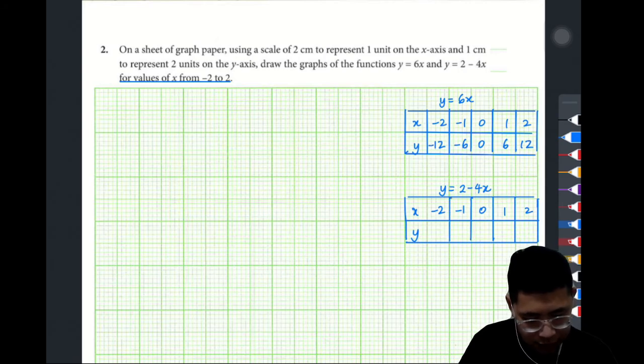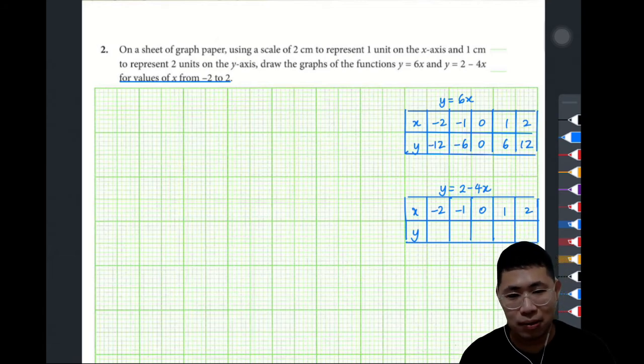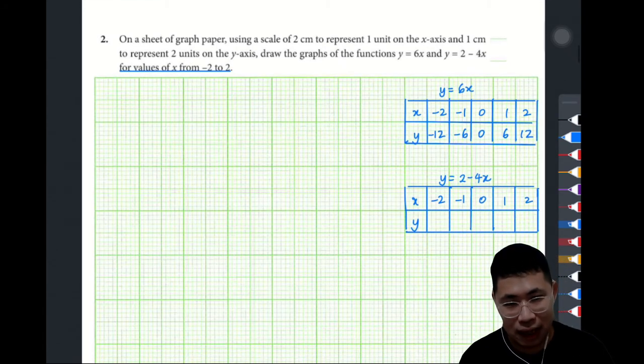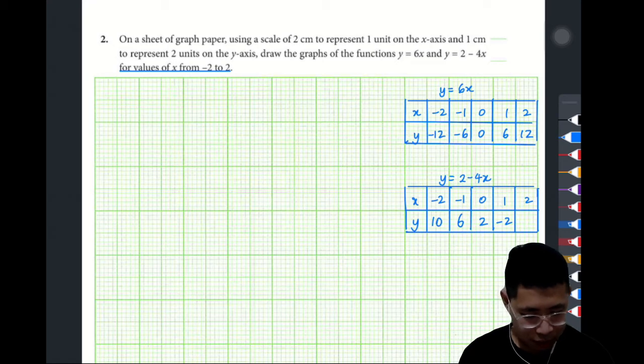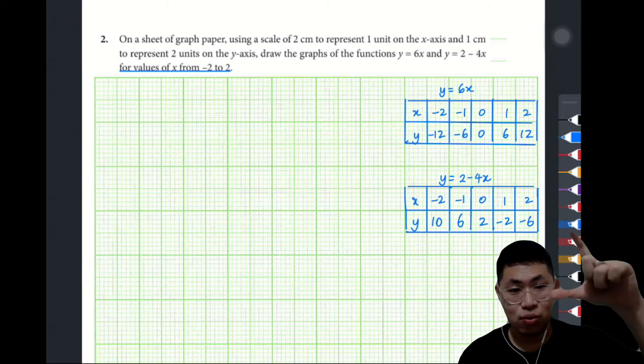Okay, now for the second set, it is 2 minus 4 times x, right? So 2 minus 4 times -2, so it will be 2 plus 8, so this will be 10. 2 minus 4 times -1 will be 6. 2 minus 4 times 0 will be 2. 2 minus 4 times 1 will be -2. 2 minus 4 times 2 will be -6. Okay, alright, so then I've settled my two sets of values.